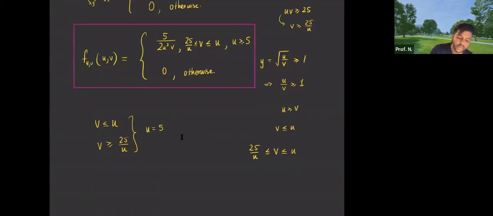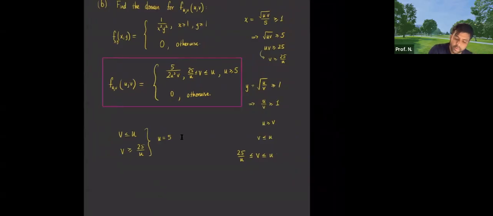for my joint distribution. So you have to play around a bit with the original variables, the x and y, and how x and y are defined in terms of the new variables, u and v. And there might be some inequalities here and there, but eventually you have to find one of the new variables in terms of the other new variable. And here we found that v is between these two variables here, 25 over u and u. It's going to look a little strange. And that u has to be bigger than or equal to 5. Okay?